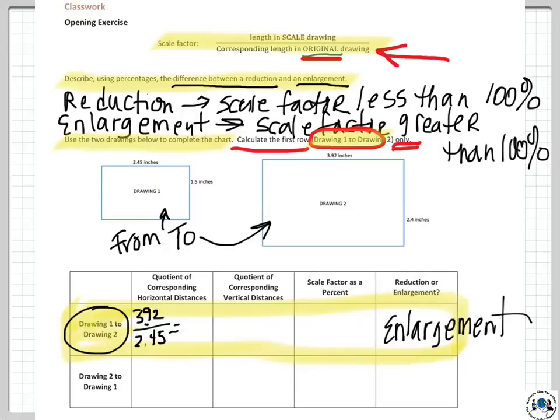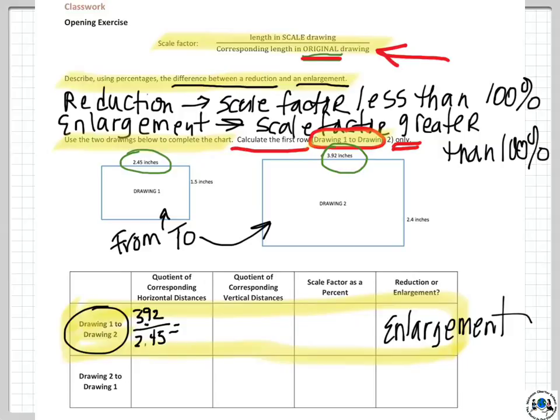We're going to create some fractions here, ratios. So we have 3.92, and that comes from right here. Again, that is the new, or the scaled up, in this case, scaled up drawing. So it goes on the top. It is our numerator. And of course, 2.45 comes from here because that is the original. We're going from there to another drawing. And that's probably the most difficult thing to remember, where to put the number.